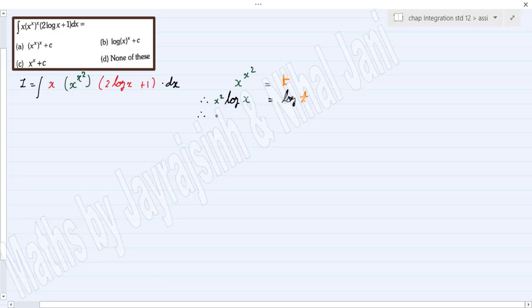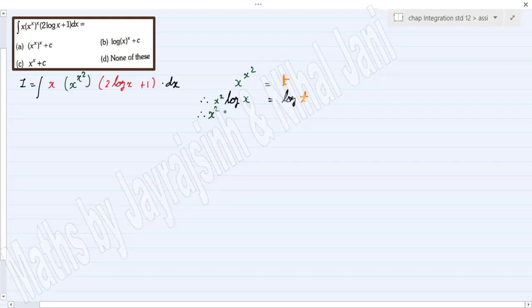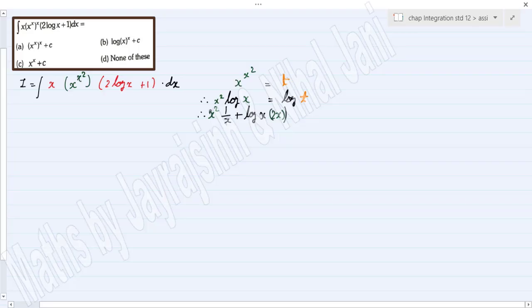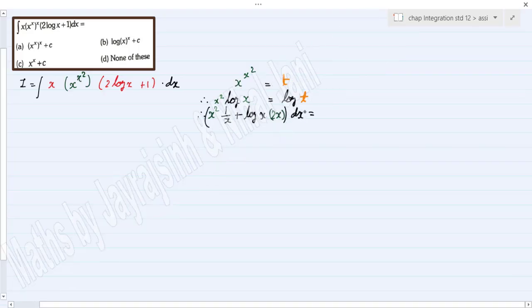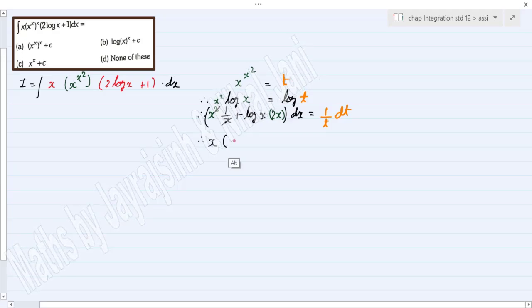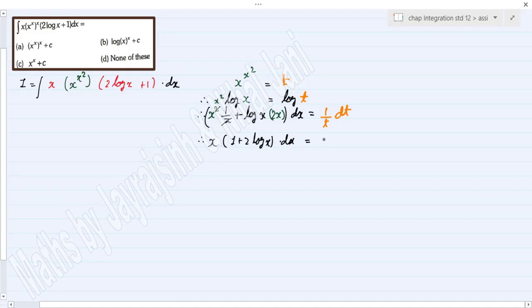On the left side, we have to apply the multiplication rule. Let's say x square is as it is, differentiation of log x is 1 upon x, plus log x is as it is, differentiation of x square is 2x, dot dx is equal to differentiation of log t, which will be 1 upon t dot dt. In simplification, we can say this x will cancel out and we can take x common. So here we'll get 1 plus 2 log x dot dx is equal to 1 upon t dot dt.